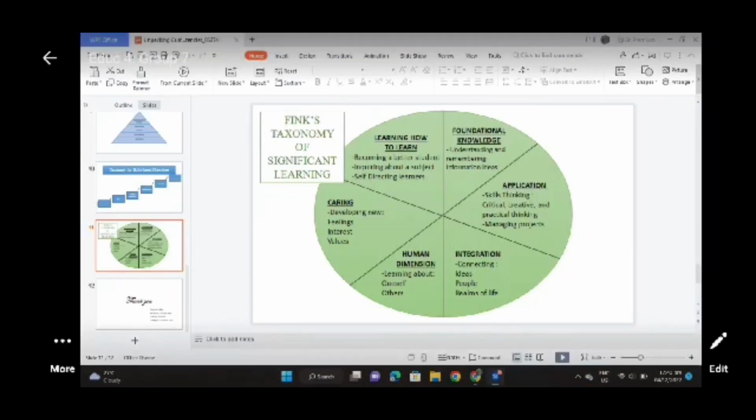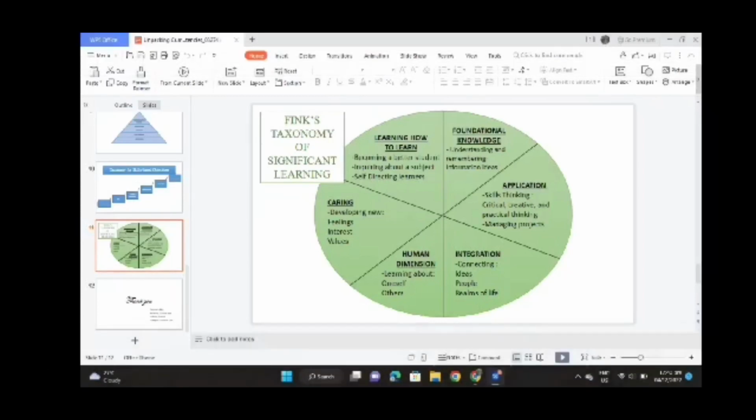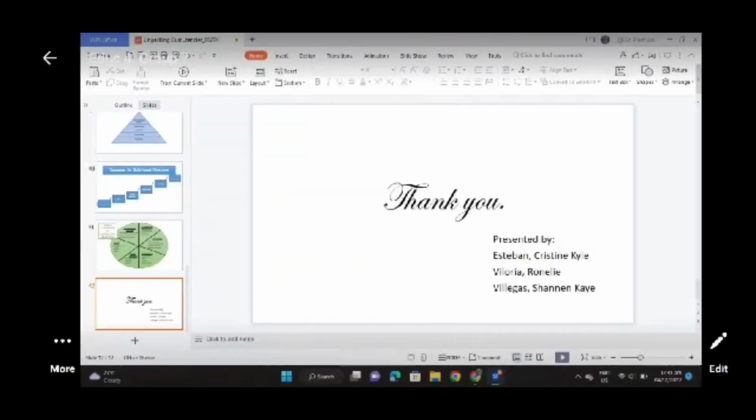and in real life. Next is human dimension. In human dimension, it indicates learning about oneself and learning about others. And last is caring. Caring indicates developing new feelings, interest, and values. That's all.